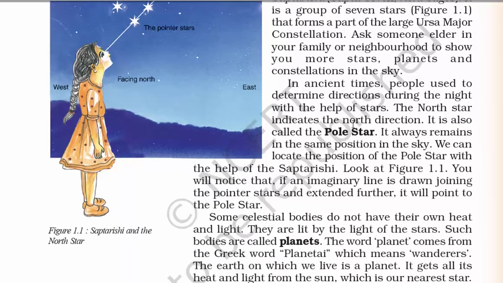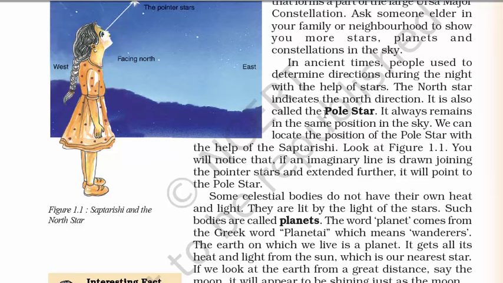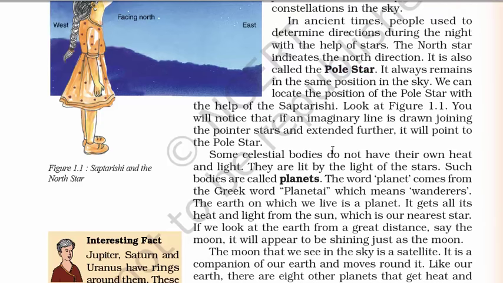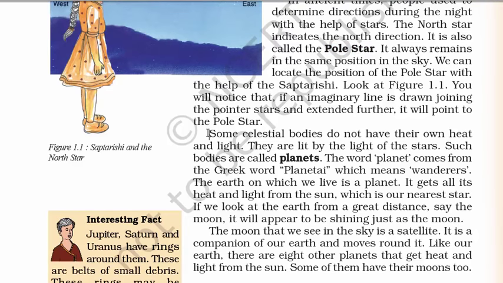The reason it's called a pole star is because it always remains in the same position in the sky. That is the reason why sailors in ancient times found the pole star very helpful, as they could locate the north direction. Correct? So coming to this important line: some celestial bodies do not have their own heat and light, which is true. We just read this in the previous page. They are lit by the light of the star. Such bodies are called planets.